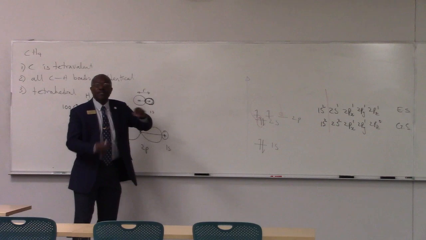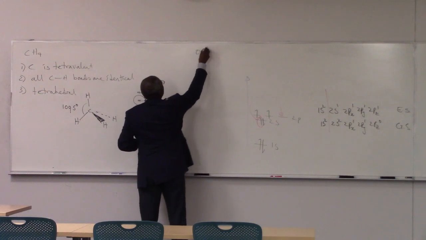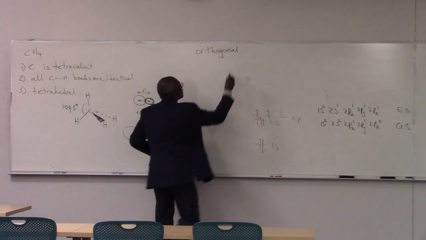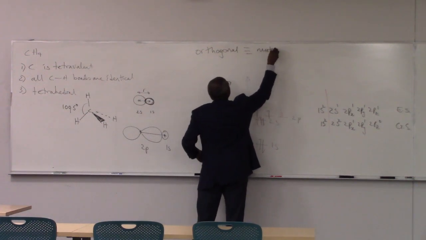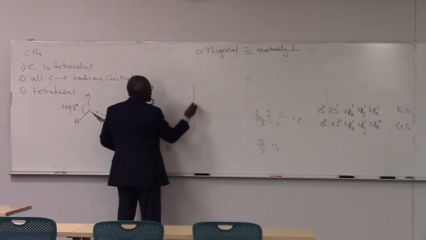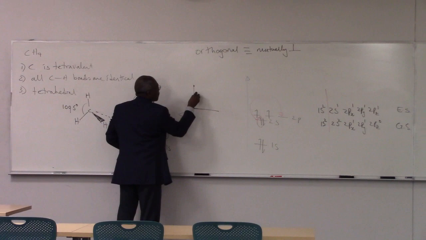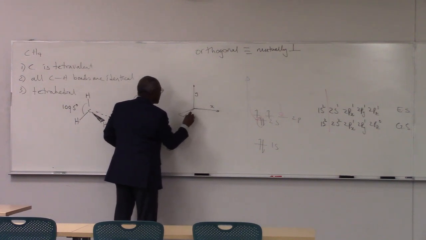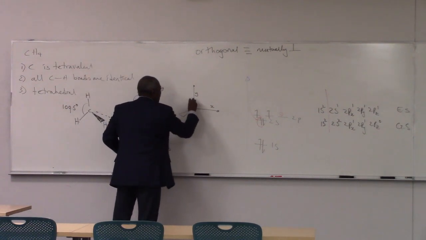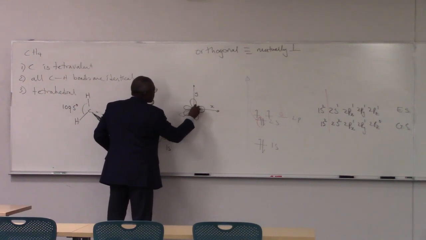Because the p orbitals are mutually perpendicular to each other. They're orthogonal. So the p orbitals are orthogonal, which means that they're mutually perpendicular. So you know that, for example, if I call these my x, y, and z axes, let's call this my y, let's call this my x, let's call this my z, the p orbitals are aligned along those axes. So my 2py looks like that, my 2px looks like that, and my 2pz is coming out of the board and going back.